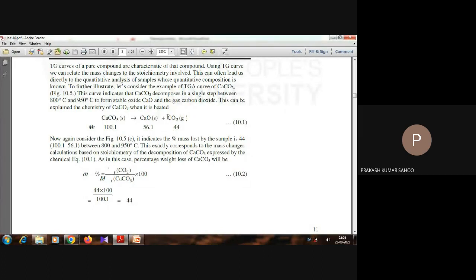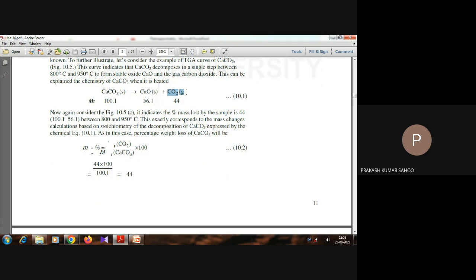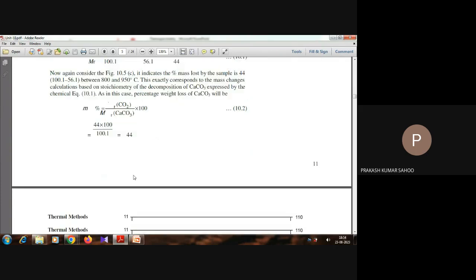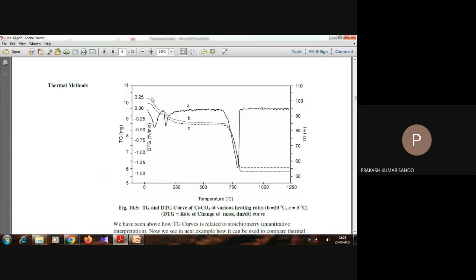So if carbon dioxide gas gets separated from calcium carbonate, the percentage of mass loss will be 44 by 100 into 100, so it will be 44%. Then this will be the plot of your TGA, indicated by the dotted lines. So here mass loss will be there.